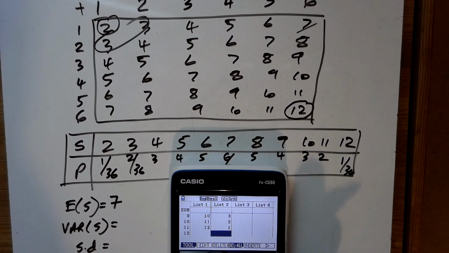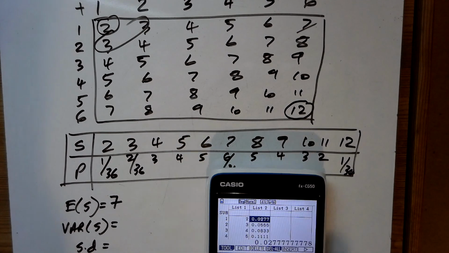So I've already put this in the calculator. So I've put all the S numbers down the side there. In list 2, I couldn't be bothered to put over 36 every time. I just put 1, 2, 3, 4, 5, 6, 5, 4, 3, 2, 1. But of course, I do need to make these into over 36. So in list 2 there, I'm simply going to type list 2 divided by 36. And now they've all got their fractions there.